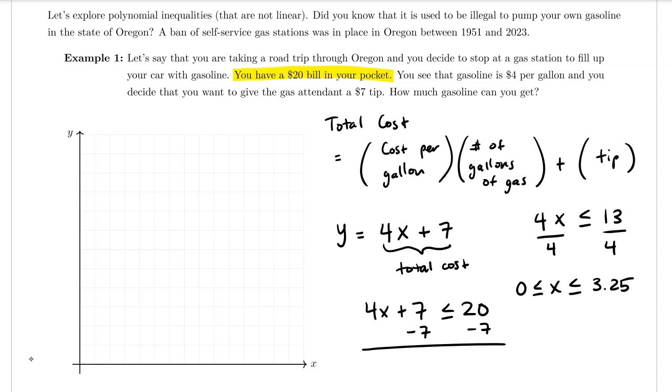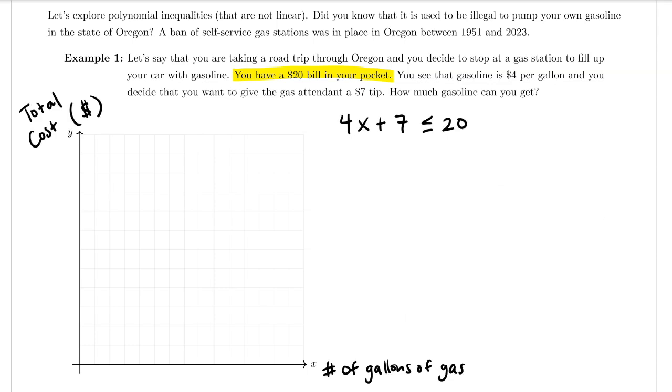to 3.25. So to recap, we are solving the linear inequality 4x plus 7 is less than or equal to 20. When we solved that linear inequality, we got that x was greater than or equal to 0 and less than or equal to 3.25. So this represents all the possibilities for the amount of gallons of gas that we can purchase when we stop at this gas station. What's another way we could go about solving this linear inequality?